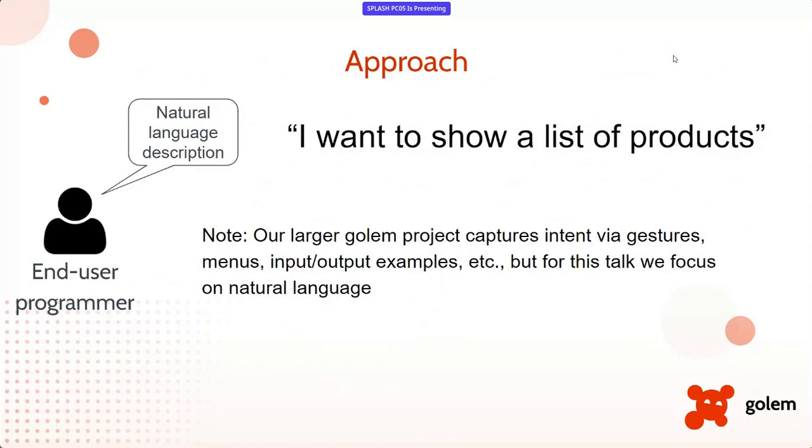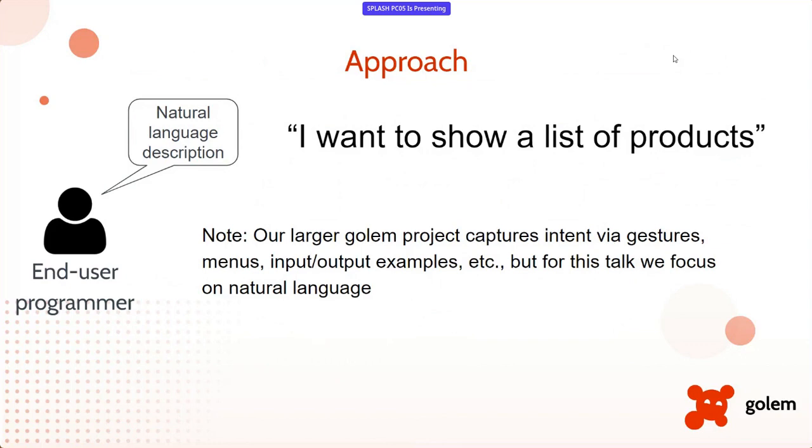Let's imagine our end user programmer says, I want to show a list of products. In this example, the user is using natural language. That'll be the focus of this talk. But in the larger Golem project, we're interested in capturing intent in other kinds of ways. It could be gestures, could be choices from a menu, could be input output examples.